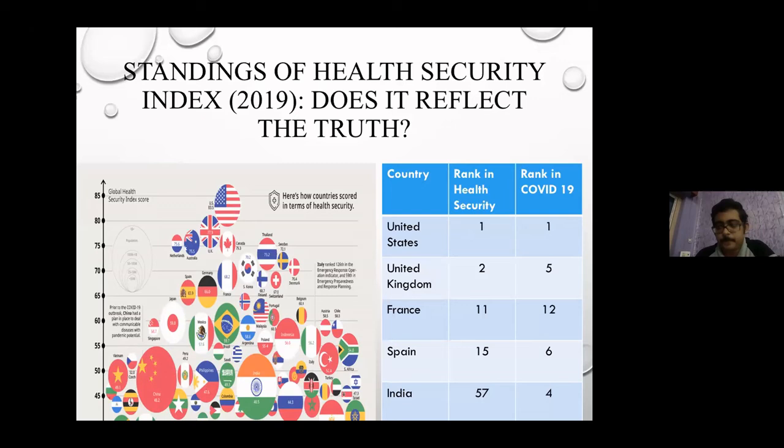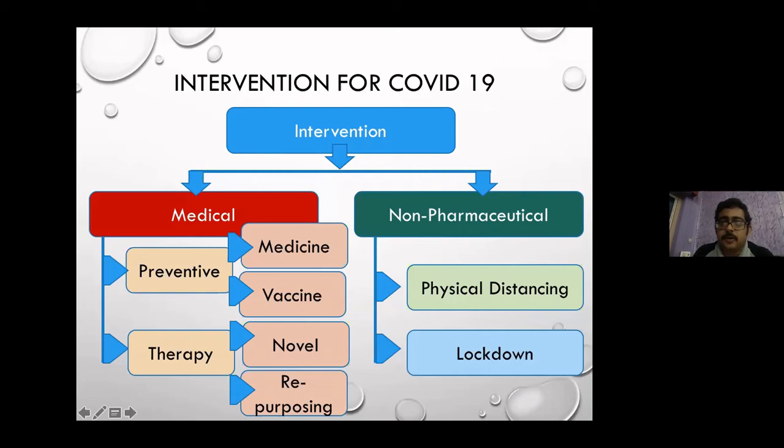In terms of intervention of COVID-19, there are two major roles of intervention. The first one being non-pharmaceutical and the second one being medical. Now, I'll speak a little bit about the physical distancing and lockdown that includes the non-pharmaceutical intervention that actually is more effective than the medical intervention. We have no shame in saying that science had failed to a great extent in preventing COVID-19 till date, but society has given a very strong backup with the help of lockdown, with the help of physical distancing, to prevent the spread of COVID-19.